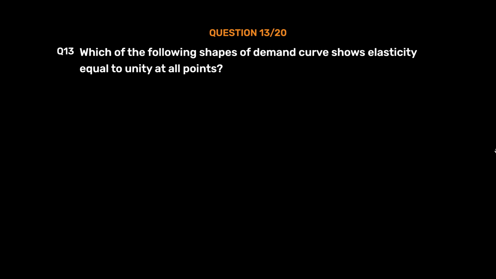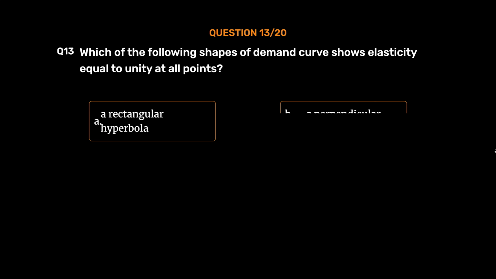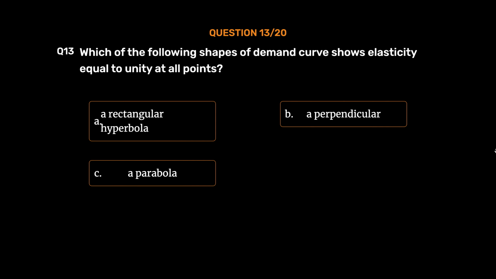Question number 13. Which of the following shapes of demand curve shows elasticity equal to unity at all points? Option A, rectangular hyperbola. Option B, a perpendicular. Option C, a parabola. Option D, a straight line. The correct answer is Option A, a rectangular hyperbola.